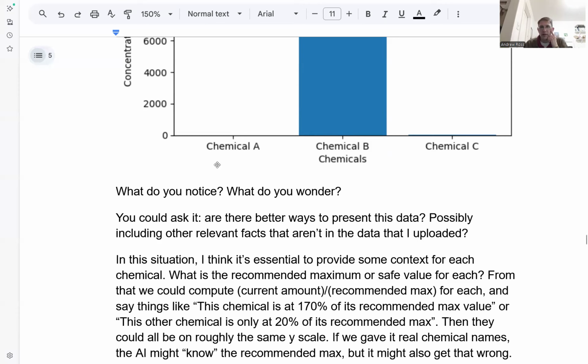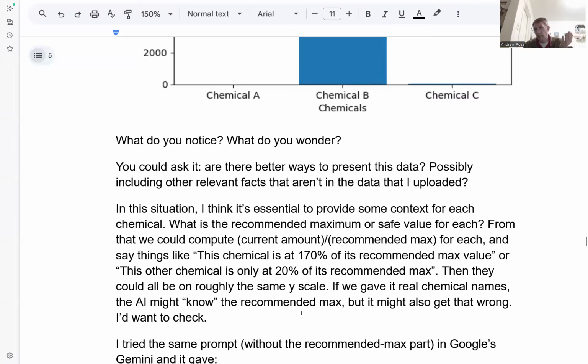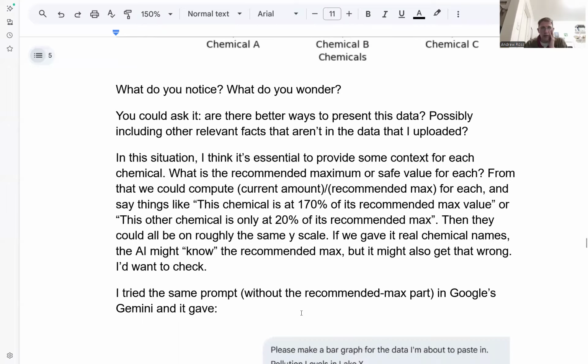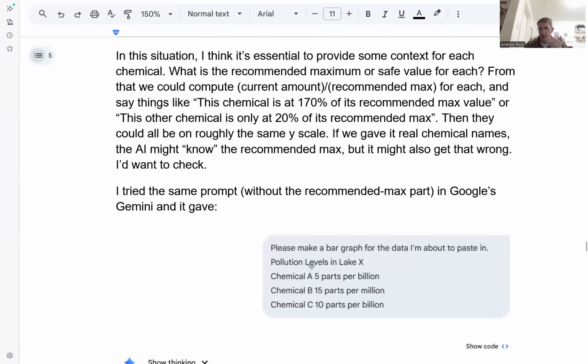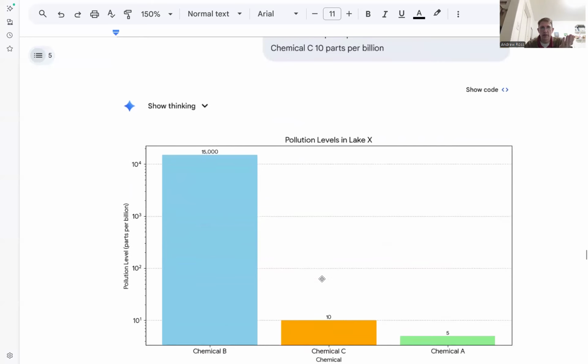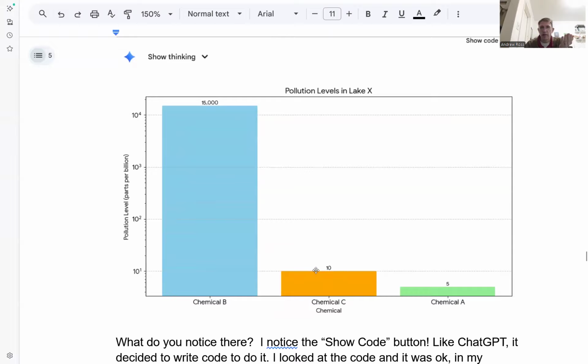If we had given it real chemical names, maybe the AI would know the recommended max, but it might also get that wrong. The recommended max might be different in different countries, even or for different people. So I gave the same prompt without the recommended max part to Google's Gemini. So here's the same prompt. Here's a screenshot of what it gave. What do you notice about it?